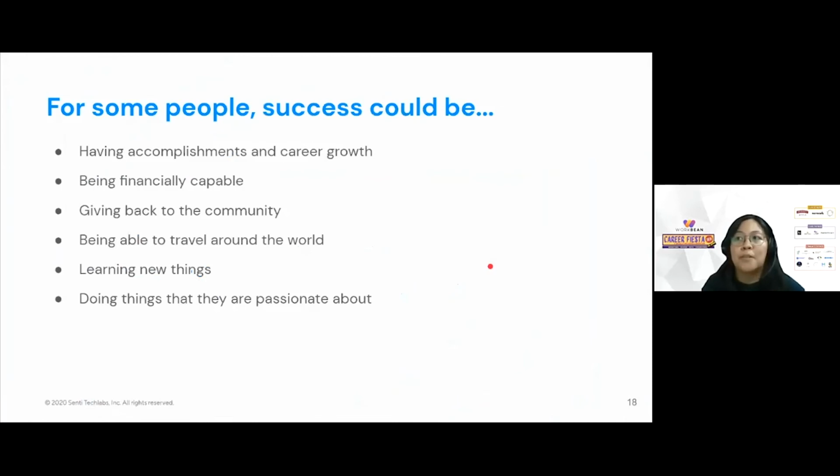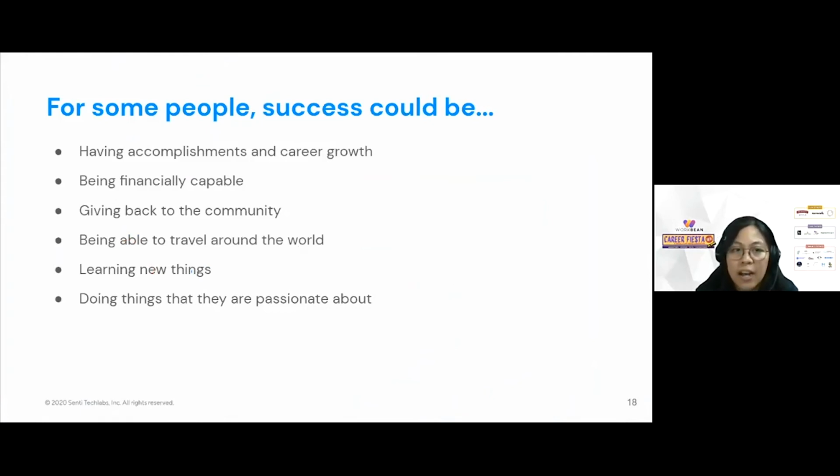Some people could say that success could be, "ito, mataas yung pwesto nito sa ganitong company," or, "ito, 6 digits yung sweldo," or, "nakakabigay na sa community," and you're able to travel around the world, or you can learn new things, you're doing things that you're passionate about, or, "oh, wow, he has a lot of free time," stuff like that. If other people have told you that you're successful because of that, well, let's just say that it's their metric of success for themselves and not for us.